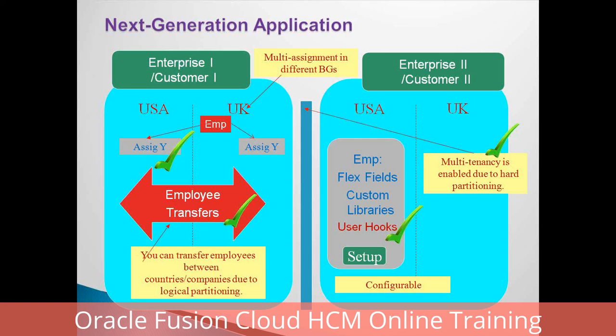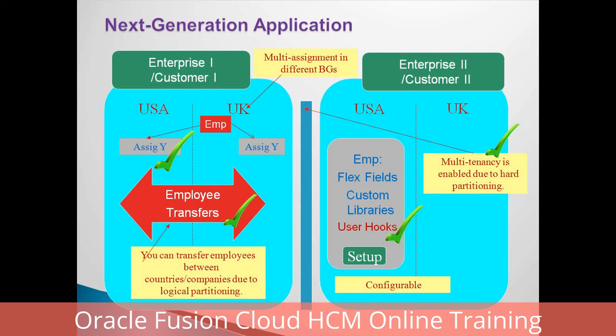Suppose you are working for ABC Inc. and another customer is XYZ Inc. ABC Inc. may be having operations in India, Singapore, US, UK. Same way XYZ also may be having operations in China, Australia, US and UK. So ABC Inc. is one customer, so there is an ABC enterprise. XYZ Inc. is another customer, so XYZ enterprise.